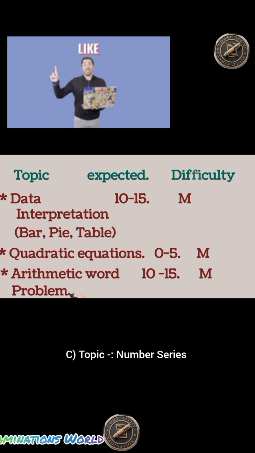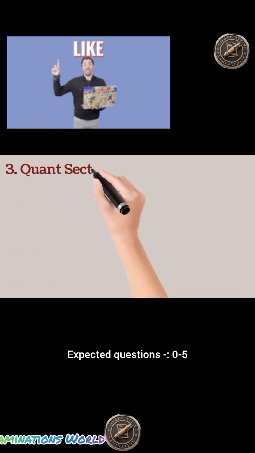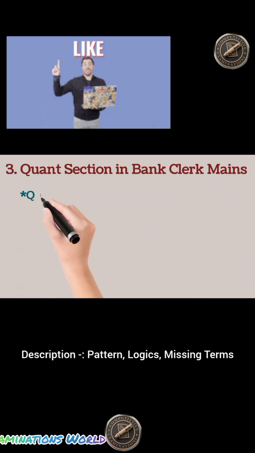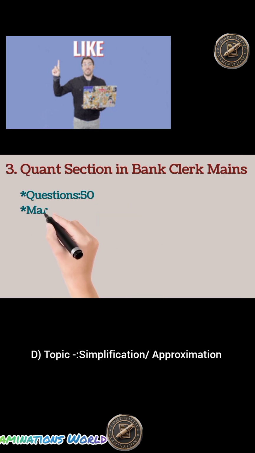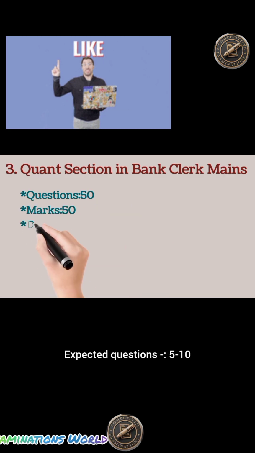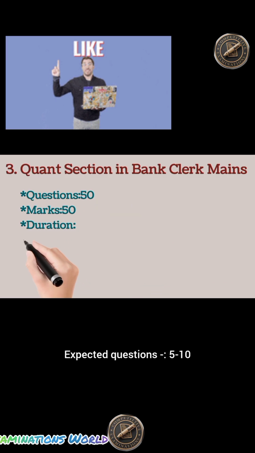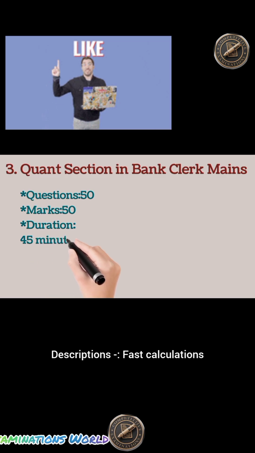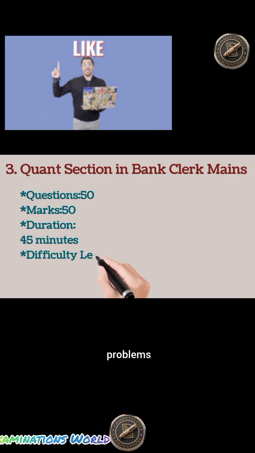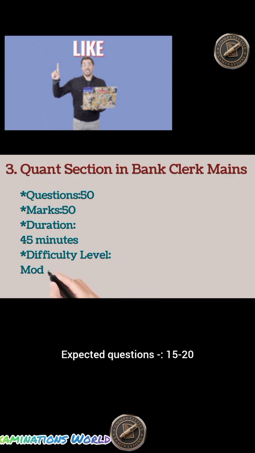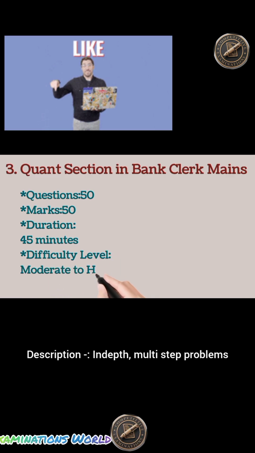C topic: number series. Expected questions 05. Description: pattern logics, missing terms. D topic: simplification/approximation. Expected questions 5-10. Description: fast calculations. E topic: arithmetic word problems. Expected questions 15-20. Description: in-depth multi-step problems.